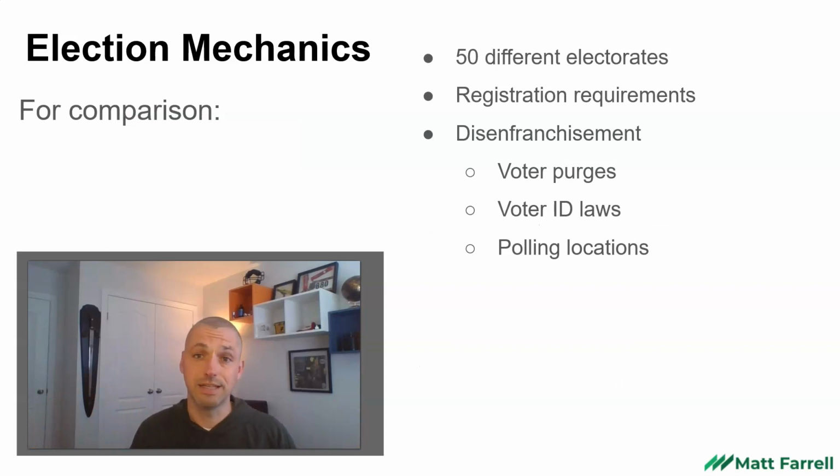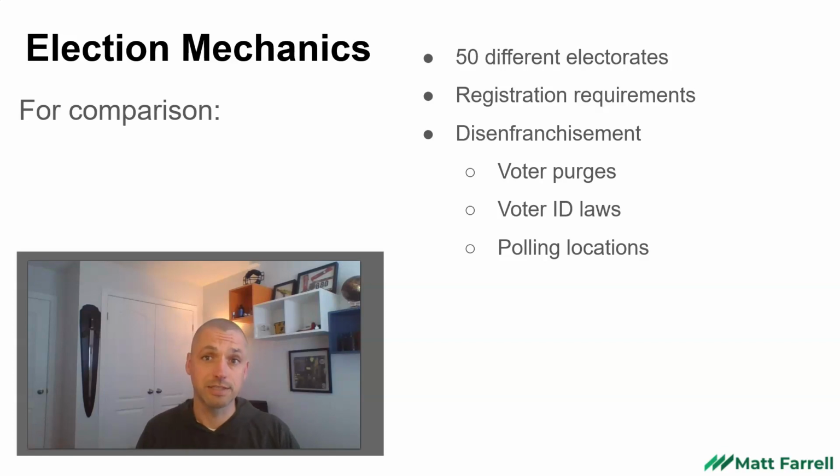Compare that to the United States. Again, 50 different electorates. Each state sets their own electoral rules of who can vote. There's registration requirements in some states that you're not just automatically on the voters list like you are in Canada. You have to show up and register for each election. Sometimes that is burdensome because states will make strict voter ID laws that make it hard for you to prove your identity.